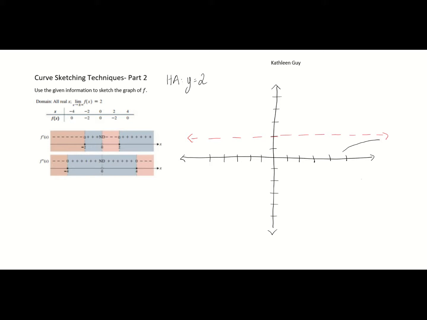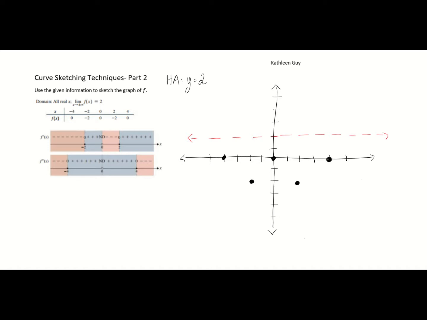So let's see, I have (-4, 0), puts me right here. I have (-2, 0), (0, 0), (2, -2), and (4, 0). Okay, now I'm going to label these points and figure out if I have any local extrema or any points of inflection. So again, my domain is all real numbers, so any point can be a local extrema or an inflection point depending on what the sign charts are telling me.